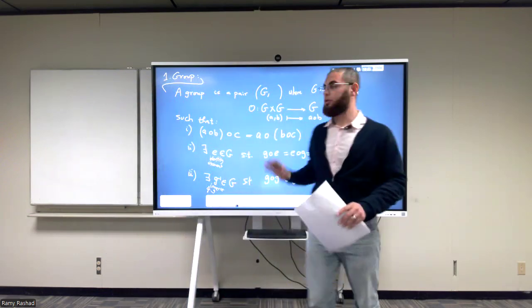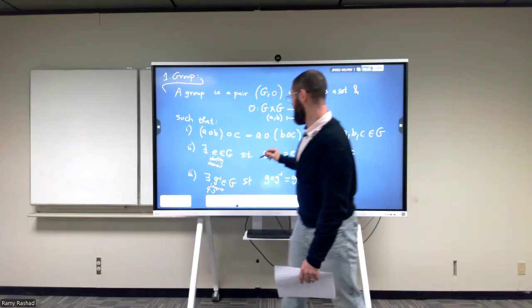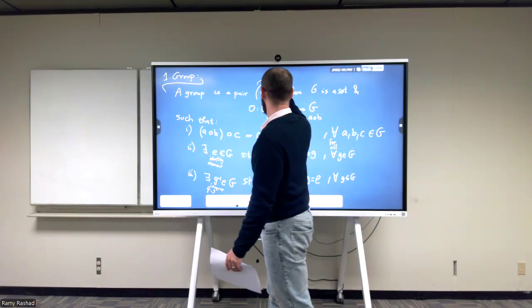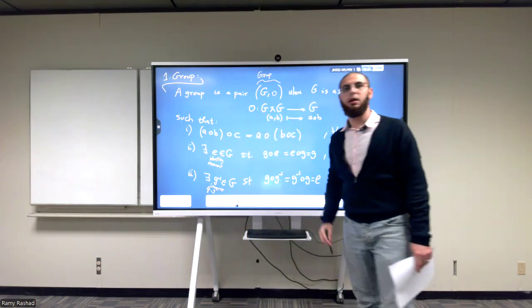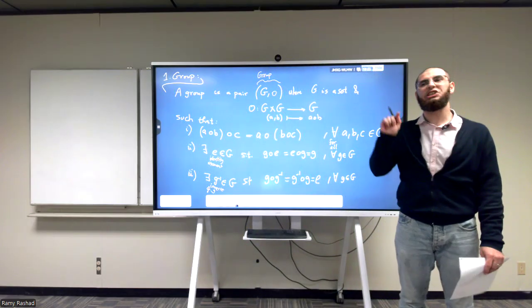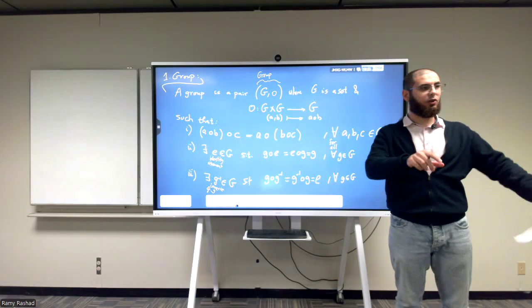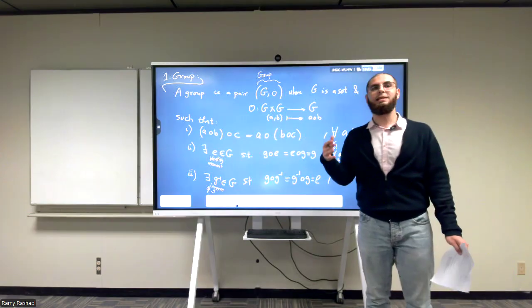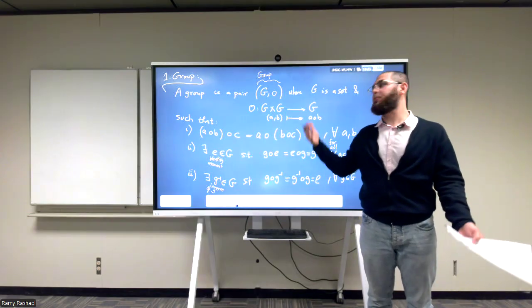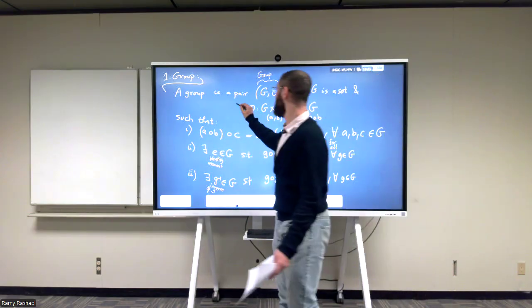So the pair of these two together, and this is very important, is actually what's called a group. Usually we don't say that G itself is a group. You find that in textbooks and in papers, of course, but it's implicitly defined which group operation you're talking about. And this is usually called the group operation.